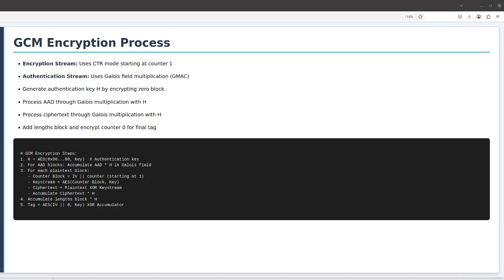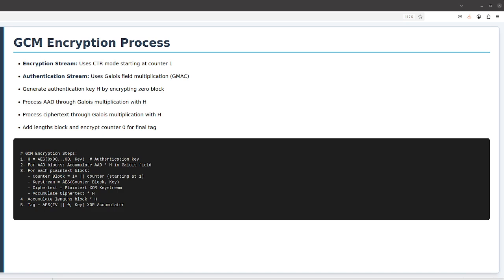The encryption stream is pure CTR mode. You start with your IV, which in GCM is typically 96 bits. You append a 32-bit counter starting at 1 to make a 128-bit counter block.